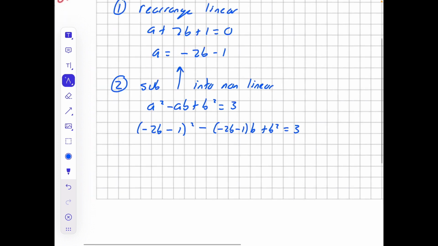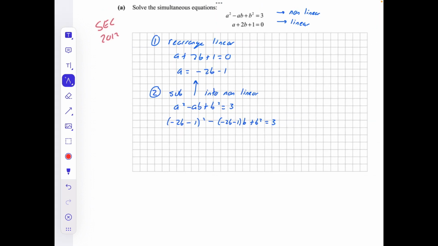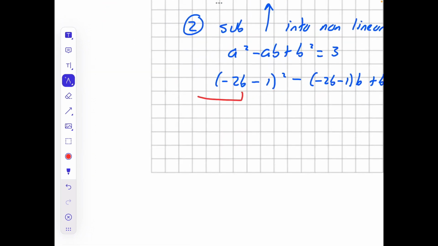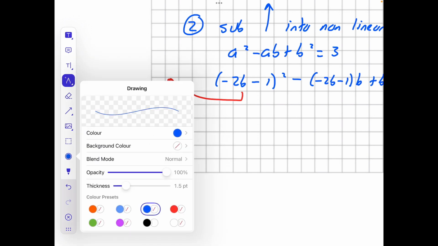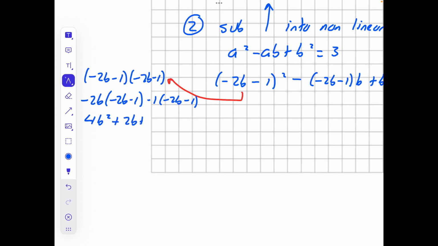Okay, now again, just nice and slowly with this. I'm going to take this off to the side and I'm going to square it. Okay, if you can do this quicker, great. But in my opinion, it's not worth taking a shortcut and making a mistake. Okay, so when I square that out, I get 4b squared plus 4b plus 1.